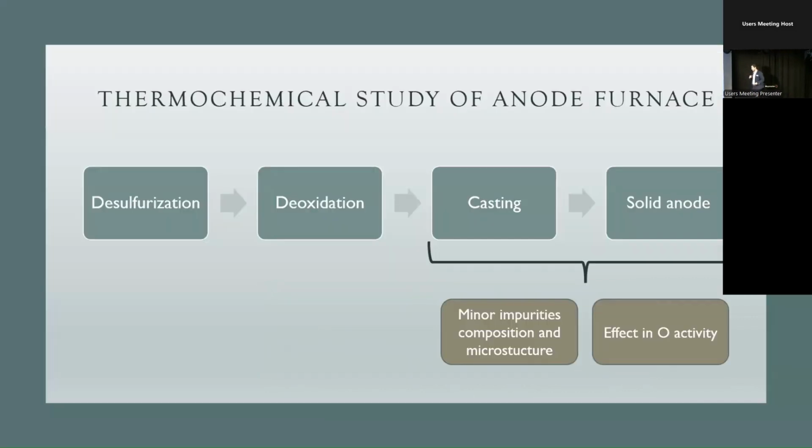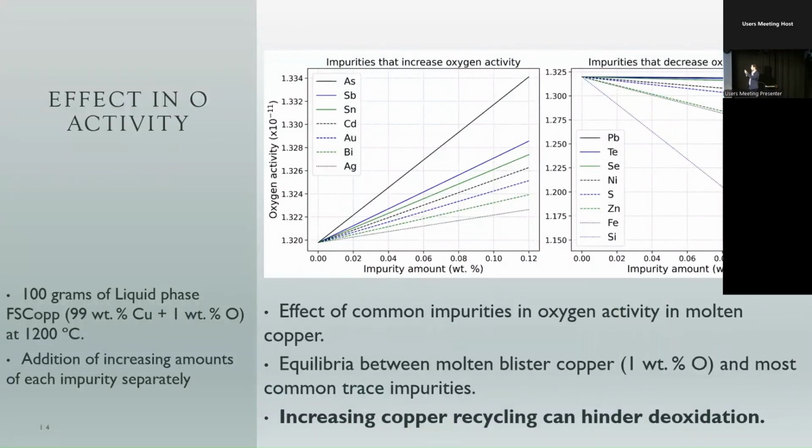Let's move to the next part because we have some impurities, but these impurities could somehow affect the deoxidation, which is the important part here. So we started again with ChemApp for Python. We use this composition that we see to the left, 1% oxygen, and individually we increased the amount of each of the impurities and divided them into the ones that increase the oxygen activity and thus will make it more reactive, and the ones that decrease the oxygen activity.